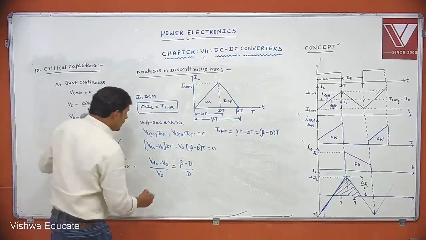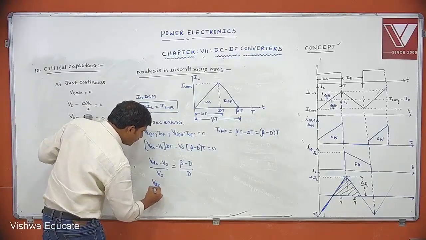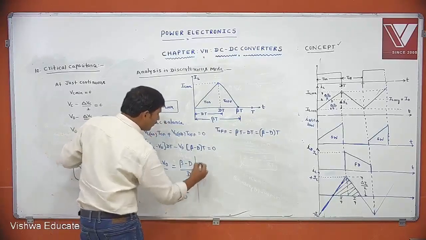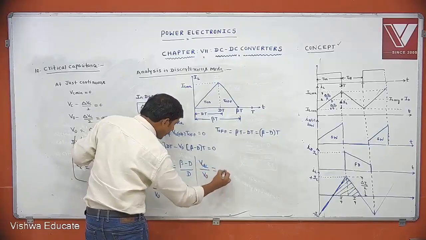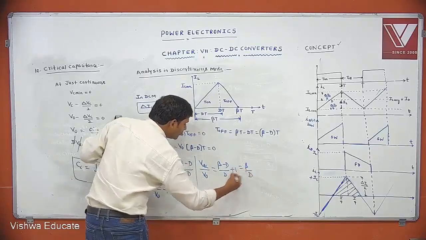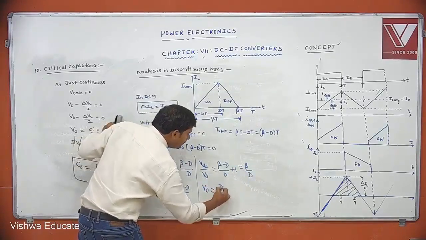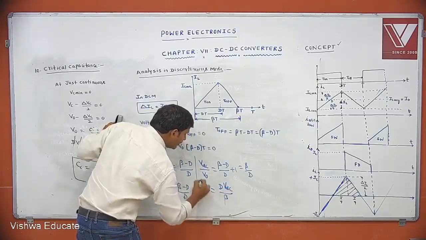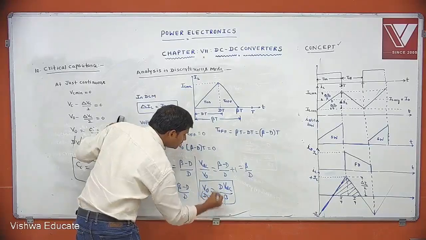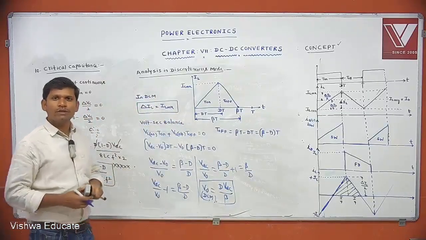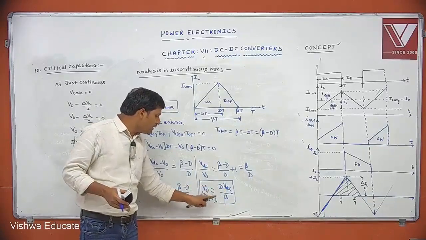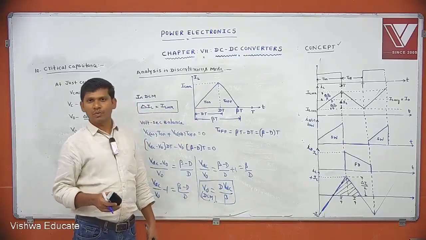What is VDC by V0? Then VDC by V0 minus 1 equals beta minus d by d. Then VDC by V0 equals beta minus d by d plus 1, which equals beta by d. Then V0 equals d VDC by beta. See the difference. This is the average output voltage in discontinuous mode, V0 equals d VDC by beta. Clear?